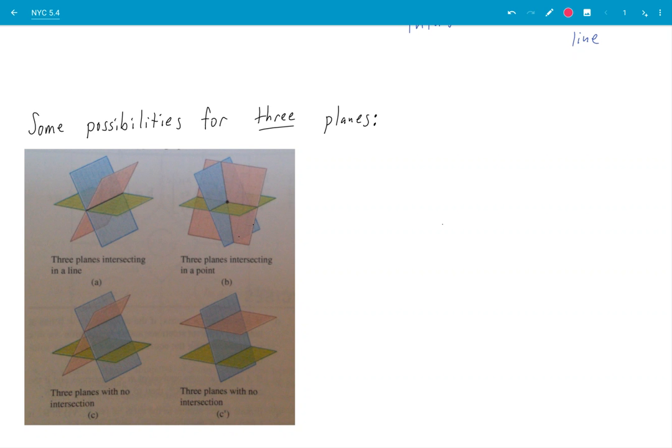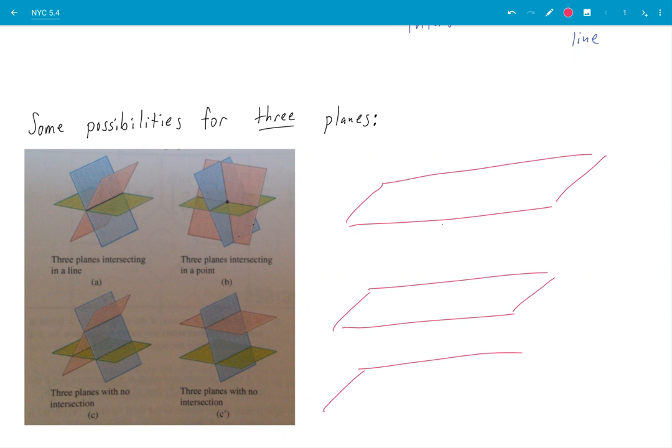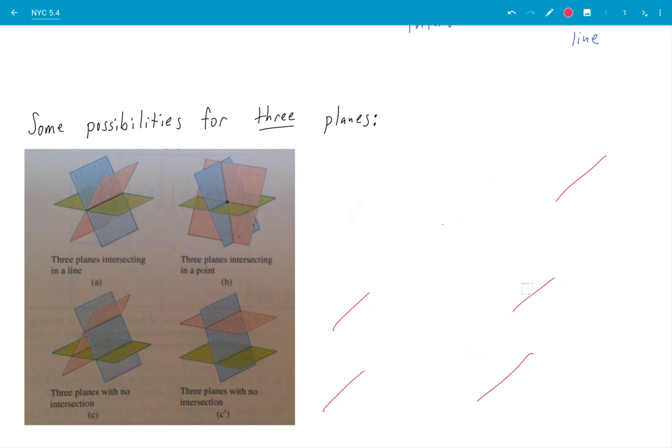One that's not shown here is if you have three planes that are parallel, and none of them are the same plane. So just to give you an idea, to help you think about the case of three planes, which I believe you'll see in your homework.